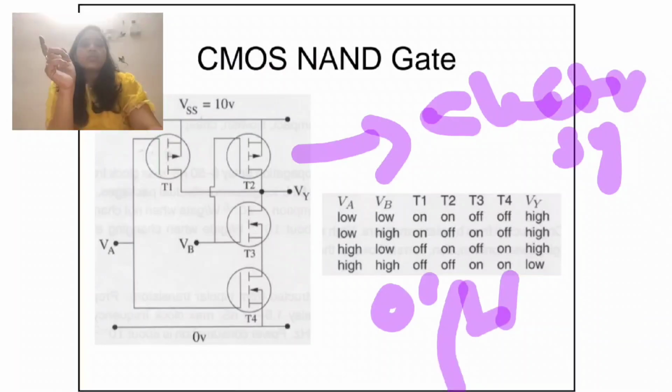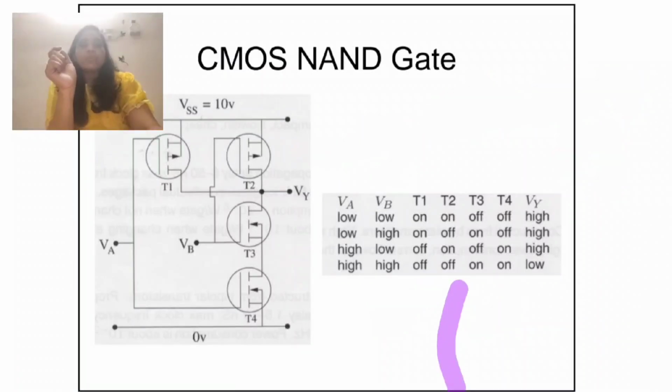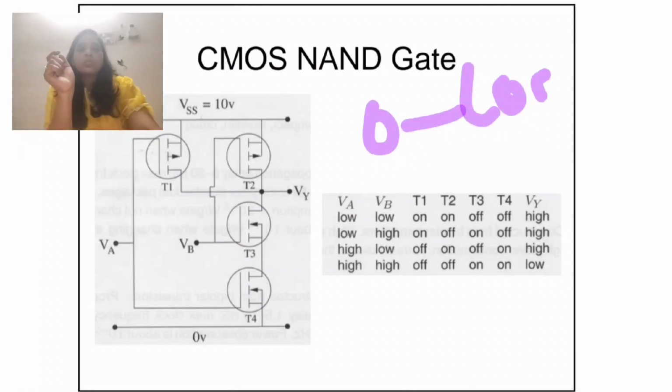Okay, so 0 is low voltage and 1 is high voltage.